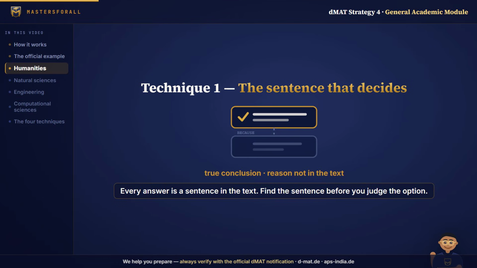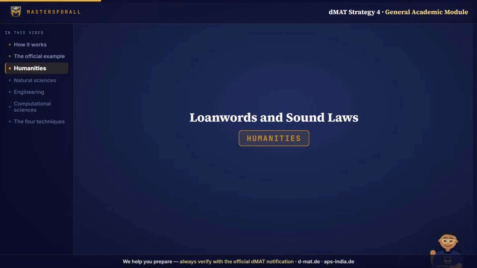2 traps punish not doing it. First, an option that is perfectly true about the other thing. Second, and nastier, a true conclusion with a reason the text never gave. You nod at the conclusion and never check the because. Text 1. Subject area humanities. Chosen deliberately because most of you are engineers, and this is the text you fear most. Historical linguistics. You know nothing about it, and in 9 minutes, you will answer 5 questions on it correctly.